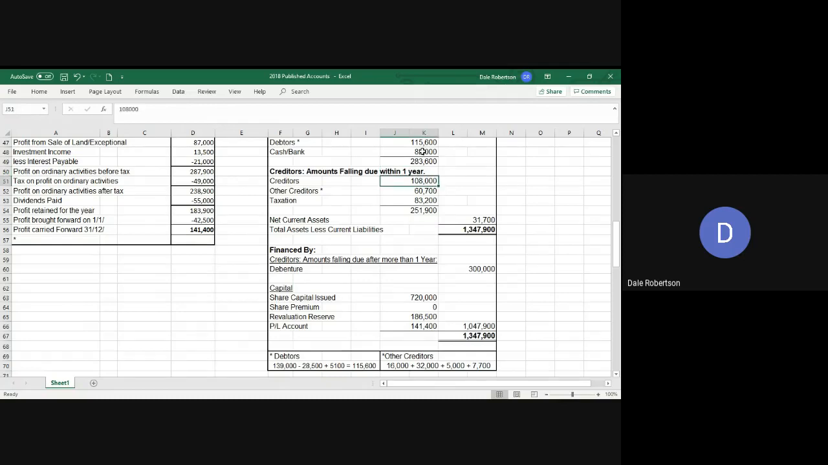Then you have creditors. Creditors are the trade creditors, but then there are other creditors of 60,700. Now, where does that come from? Well, that is the things which are due but unpaid. A lot of them from working number 3, actually. You have your auditors, your directors. You also have your legal fees of that 5,000. This is something which has to be paid. And finally, you have also your loan interest due of 7,700. All of those four go up to make up that 60,700.